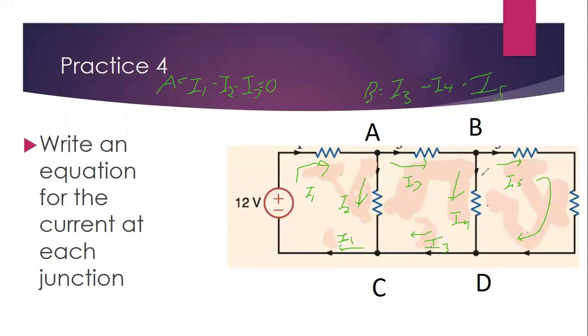All right. Okay. At D, I4 and I5 enter D, while I3 leaves. Okay, so this is equal to 0. And then at C, last one, okay, I2 and I3 enter, and I1 leaves. All right. So that's it. We do all 4.